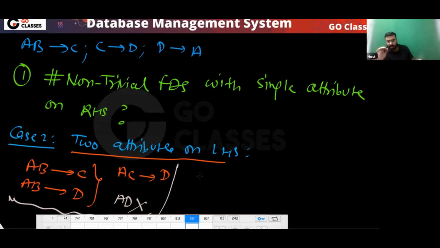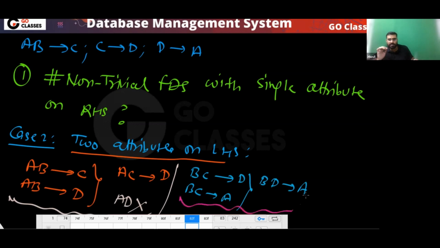Now forget about A. What about BC? BC is going to give you D and A, right? So 2 you got because of BC. And because of BD, forget about A, you are going to get A, right? So finally, because of B, you will get 3. Now B is done.